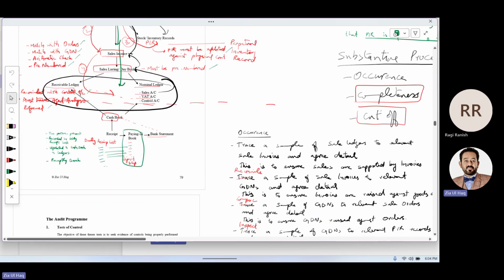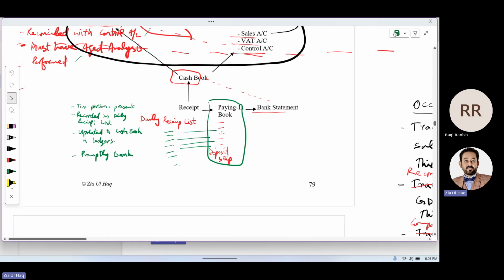While receiving cash, there should be two percent present. The receipt should be recorded in the daily receipt list and should be promptly deposited into the bank. And against the receipt, the cash book and receivable ledger should be updated.